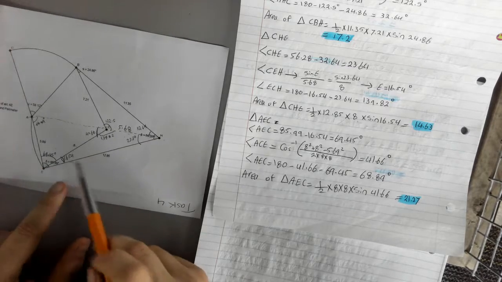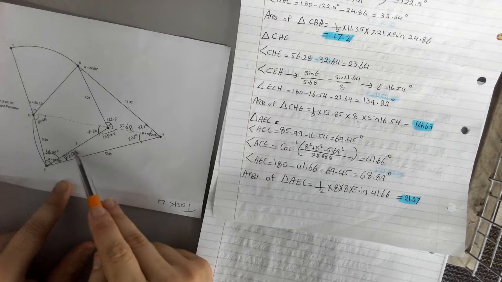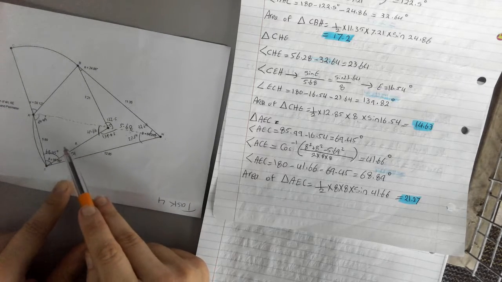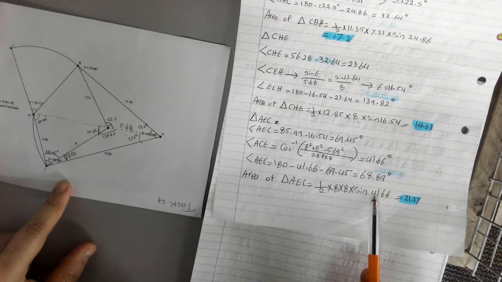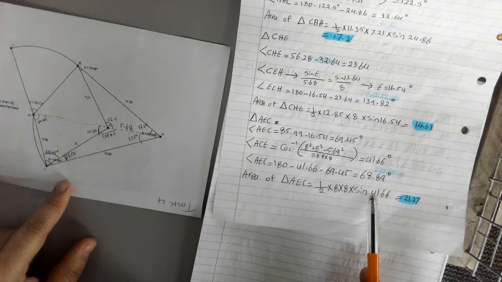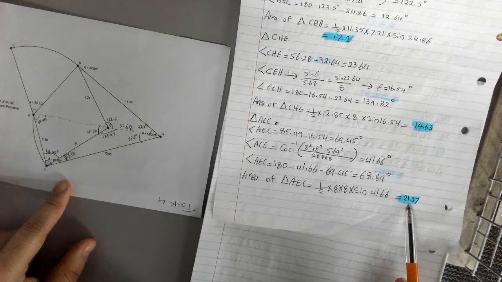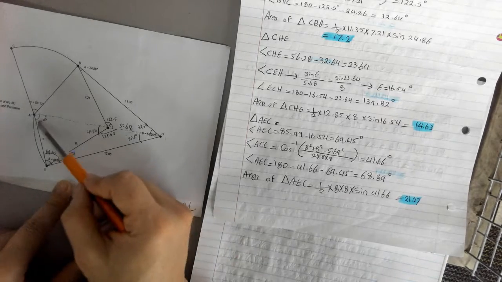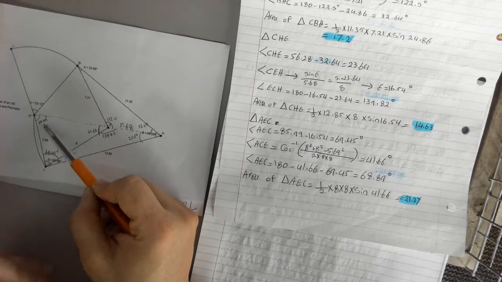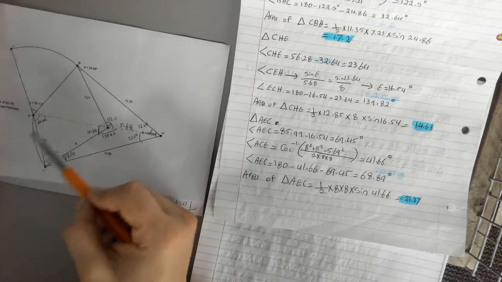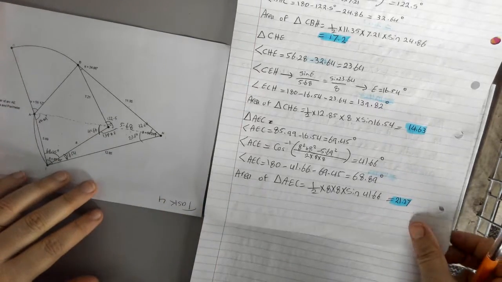Now calculating the area of the triangle, you've got half times 8 times 8 times sine 40 times sine 41.66, and this is the answer. Calculating this angle here is probably not necessary because I haven't used it, but I've just calculated it as I'm going through, so it's not necessary.